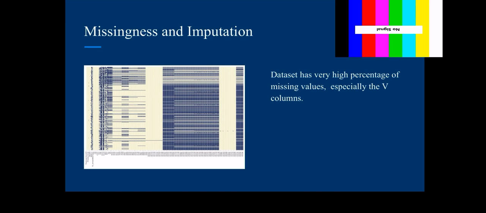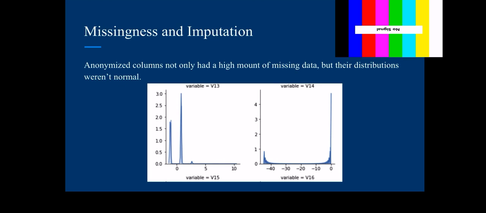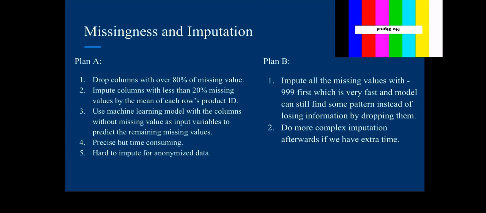All right. So this data set has a very high percentage of missing values, especially the weak columns, which, as we can see from here, are more than 90%. For dealing with this missingness, we checked the distribution of those columns further, and we found the distributions weren't normal as well. Thus, our strategy for imputing those missing values was originally to drop all the columns with over 80% missing values and impute those columns with less than 20% by the mean of each row's product CD, and use a machine learning model with the columns without missing values as input variables to predict the remaining missing values. This method is quite precise, but also very time consuming.